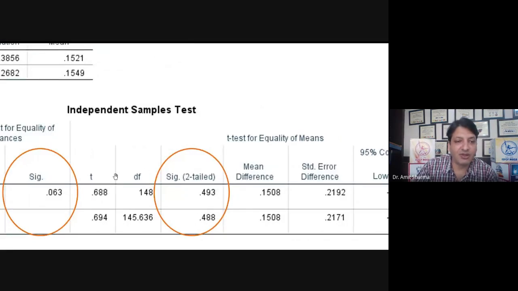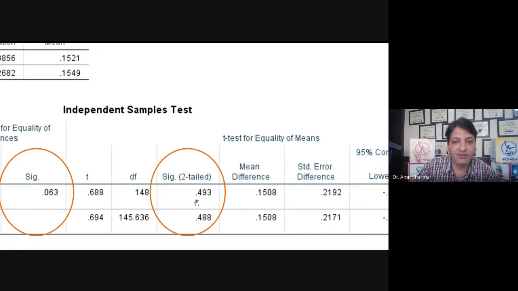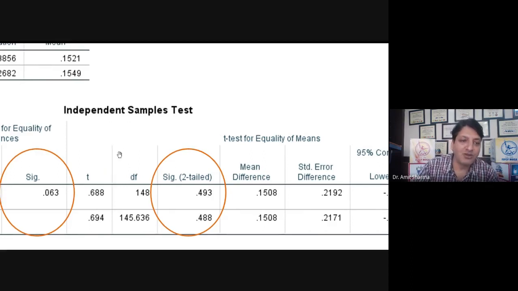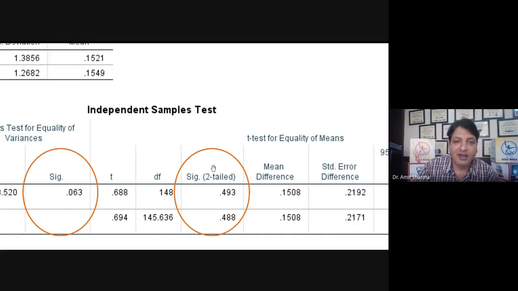And here you can see we got the value of t also. We have got the degrees of freedom, and we got the significance value, 0.493, which is more than 0.05. Whenever we apply an independent sample t-test, the cutoff point is 0.05, so our value should be less than 0.05. Levene's test value should be more than 0.05, and the independent sample t-test value should be less than 0.05. Here we got 0.493.